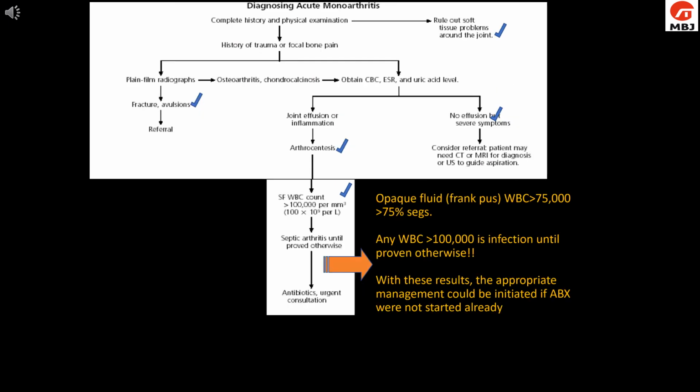If aspiration is opaque fluid or frank pus, WBC count more than 75,000, or more than 70% white blood cells, or a WBC more than 1 lakh, it is an infection until proven otherwise. With these results, appropriate management should be initiated without waiting for other reports.